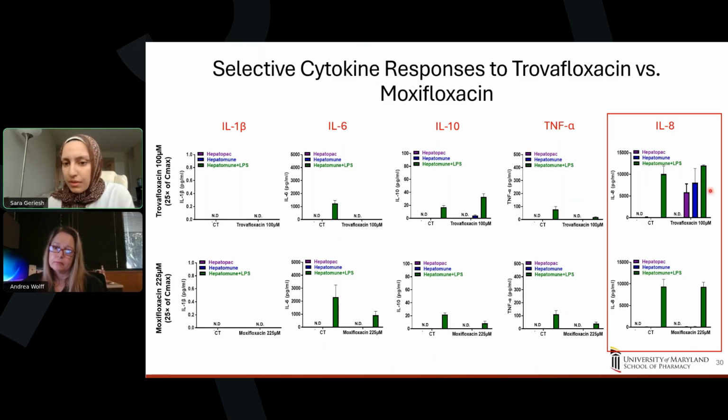HEPATOMUNE plus LPS is the green bar versus HEPATOMUNE blue, and finally HEPATOPAC is in purple. So this is what first brought our interest in interleukin-8. And another interesting finding was that HEPATOPAC by itself was still able to secrete interleukin-8, which shows that just hepatocytes can also secrete cytokines.